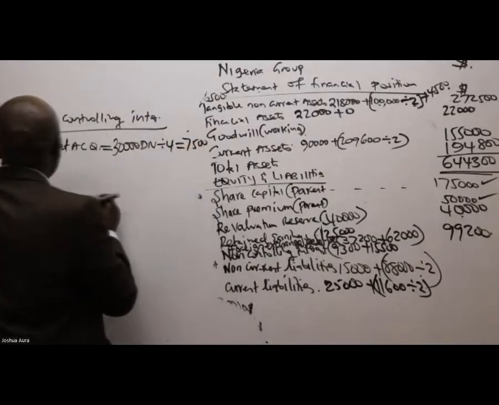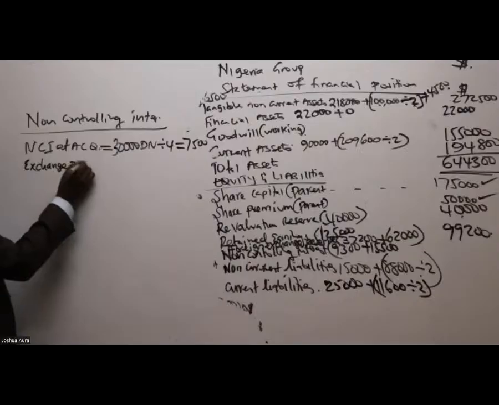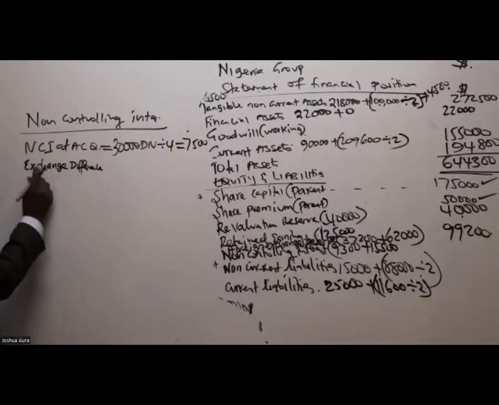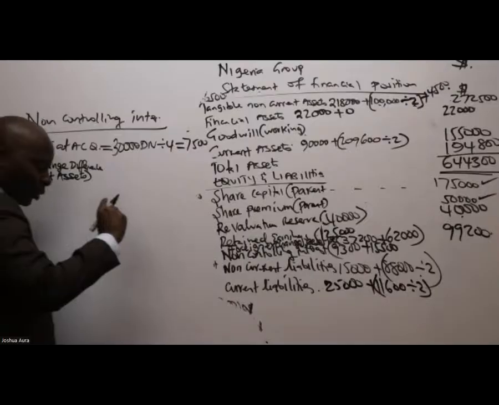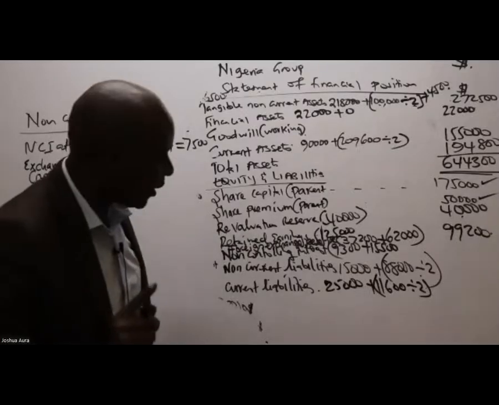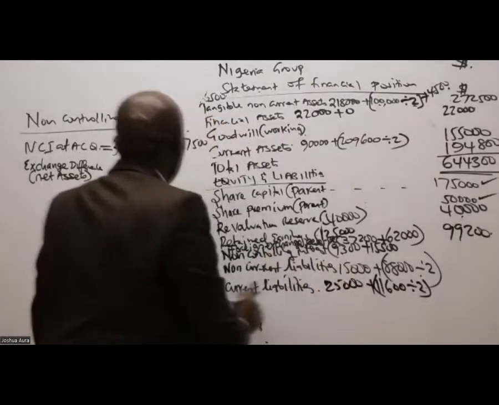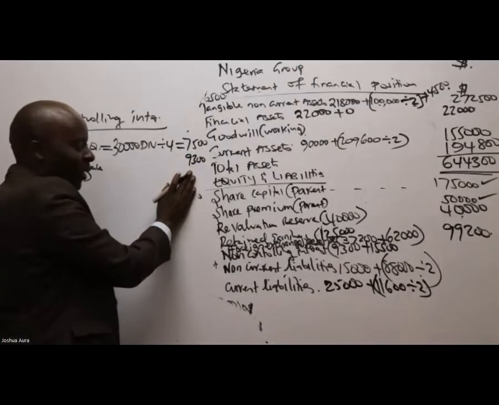Now in this case, we gave them something from exchange difference as regards changes in net assets. When we had a group exchange difference, we apportioned it to the parent and NCI. We gave them 9,300, and remember this 9,300 is already translated. These are dollars now.